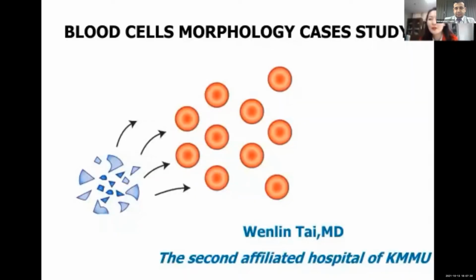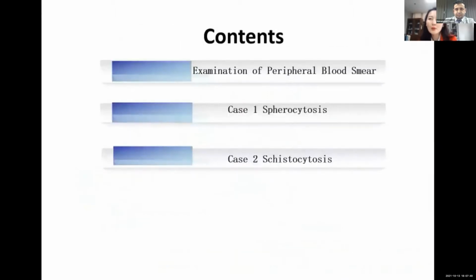Hello, everyone. I feel great honor to give this lecture. Today, my topic is blood cell morphology case study. Everyone knows that examination of peripheral blood cell morphology can make a very significant contribution to the diagnosis. Examination of peripheral blood cell morphology can save a great deal of time and money. In my lecture, I will share 2 cases to demonstrate it.